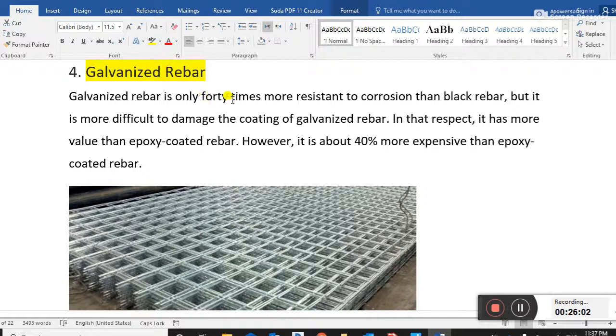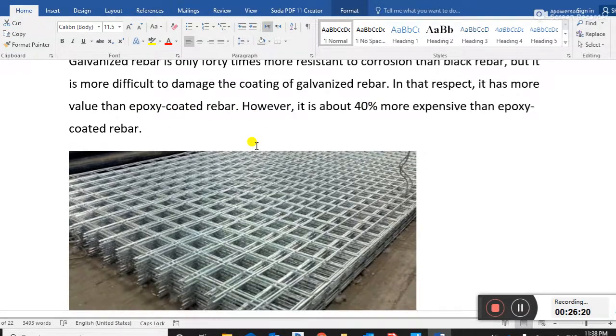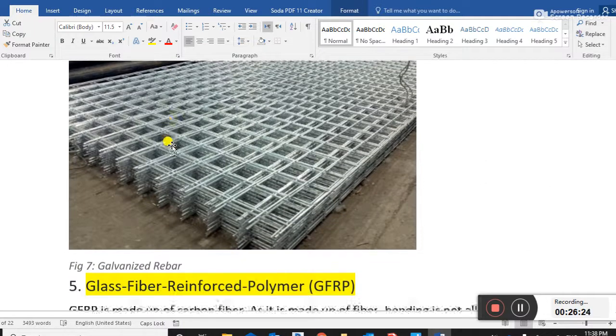Galvanized rebar is only 40 times more resistant to corrosion than black rebar, but it is more difficult to damage the coating of galvanized rebars. In that respect, it is more valuable than epoxy coated rebars. However, it is about 40% more expensive than epoxy coated rebars.